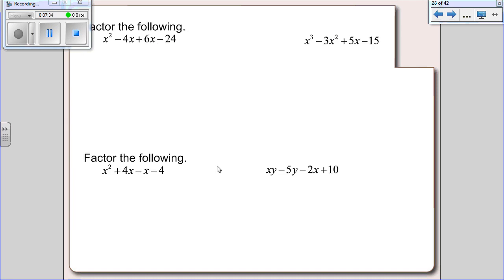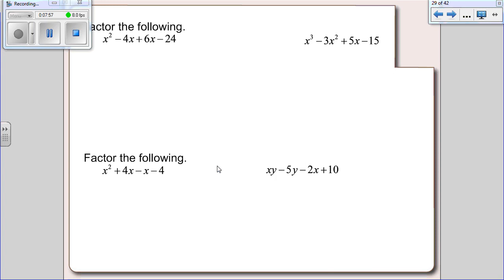So, we have a question here. It says factor it. The first type of factoring I always try to do, no matter what, is take out a GCF. I can't take out a GCF. There's no number that goes in all of those, and there's no letter that goes in all of those.